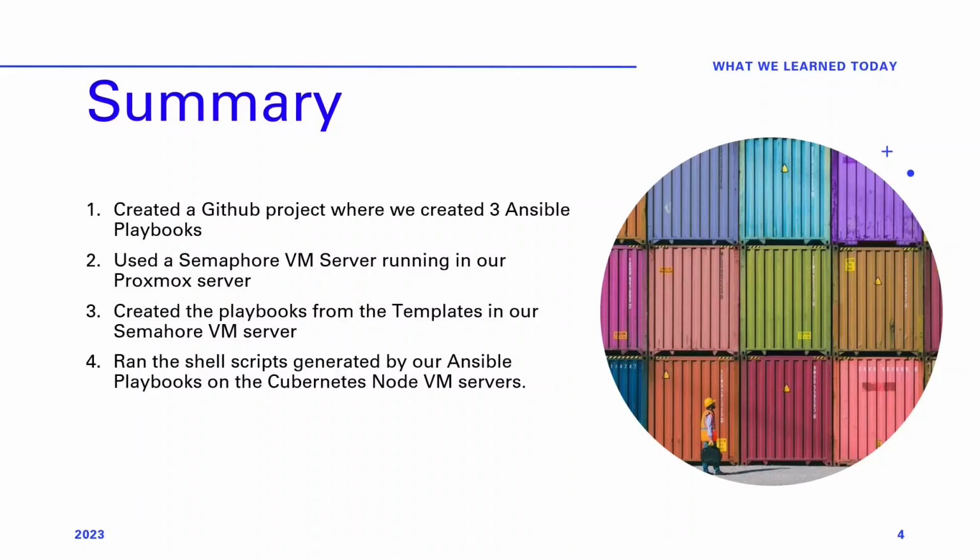In this video, we learned how to: 1. Utilize a GitHub project, where we crafted 3 Ansible playbooks. 2. Employ a Semaphore VM server, operating within our Proxmox Server. 3. Demonstrate the creation of task templates within our Semaphore VM. 4. Execute the playbooks from the templates on our Semaphore VM server. 5. Finally, we executed the shell scripts generated by our Ansible playbooks on the Kubernetes node VM servers. 6. What set our Kubernetes cluster apart was that nodes weren't identified by IP addresses, but by fully qualified domain names of the VMs. Today's insights unlock the potential of Kubernetes K3S, enriching your containerized app management journey.